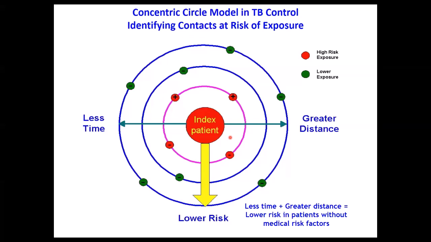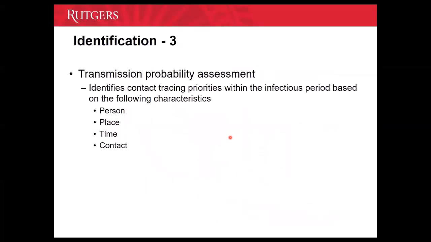Okay, so we discussed this last month. I think it's worth discussing it again. The transmission probability assessment: person, place, time, and contact characteristics. Just to summarize, the person characteristics refers to the index case. What is it about this patient that makes us think transmission may be occurring? We look at the bacteriology or pathology results. Is it 4+ on sputum smear or 1+? Is it less than 1? What are the radiology results? Is there cavitary disease or not?